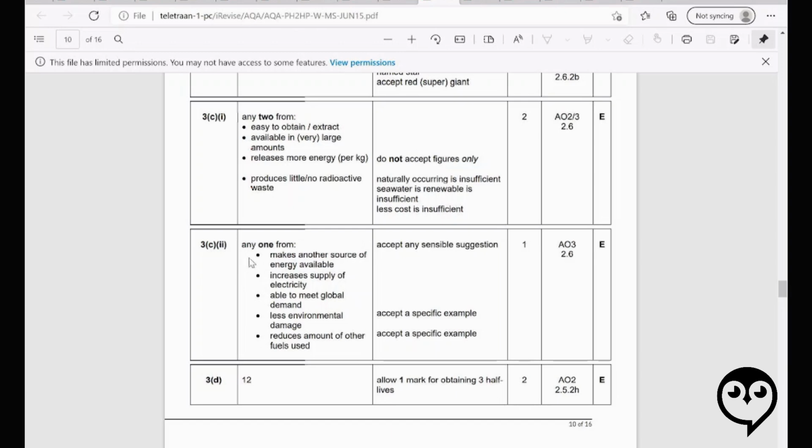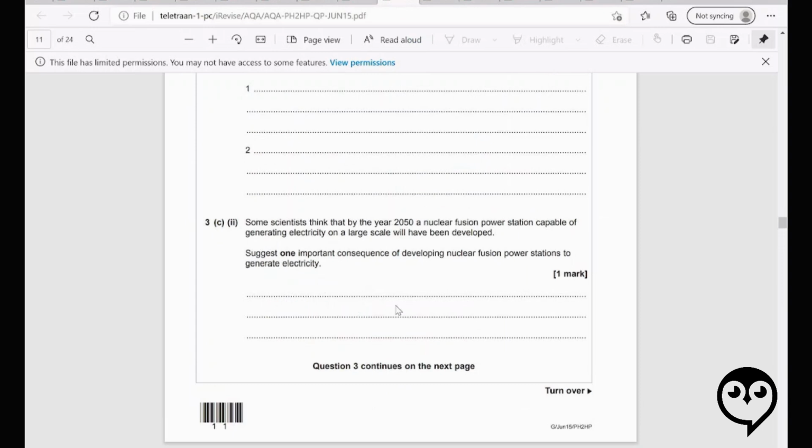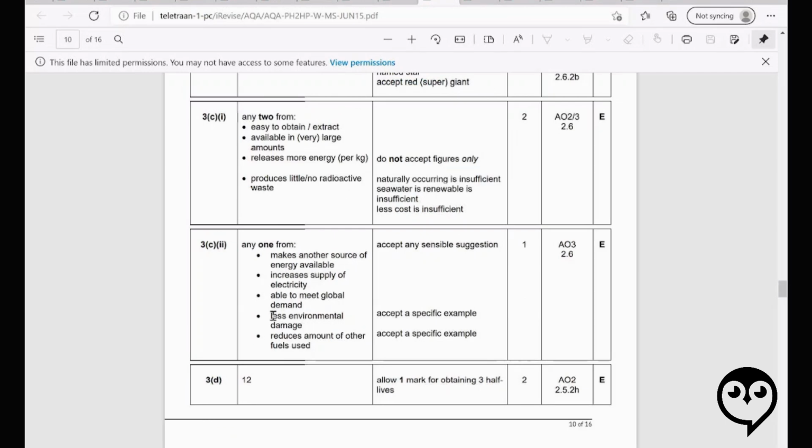Okay, moving on, what's one important consequence? Well, makes another source of energy available, increases supply of electricity, able to meet demand, less environmental damage, reduces the amount of other fuels used. Any sensible suggestion, except a specific example of that kind of stuff. I think we had said that it doesn't give off as much radioactive waste compared to fission. So that would be, I would say, less environmental damage.